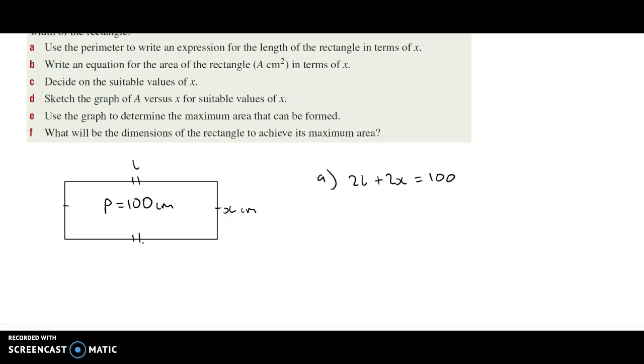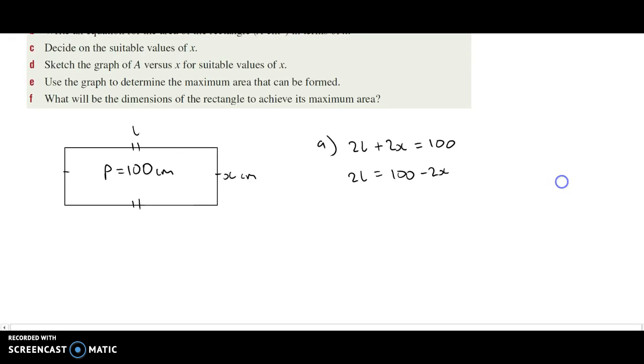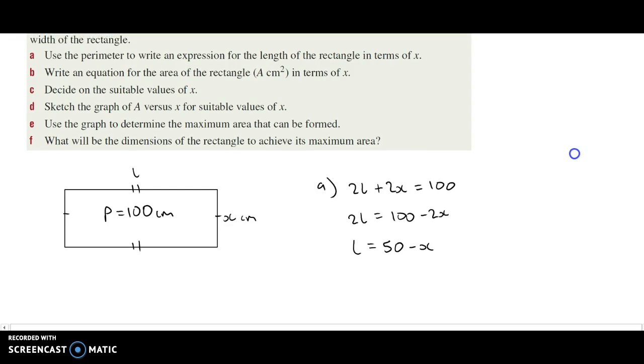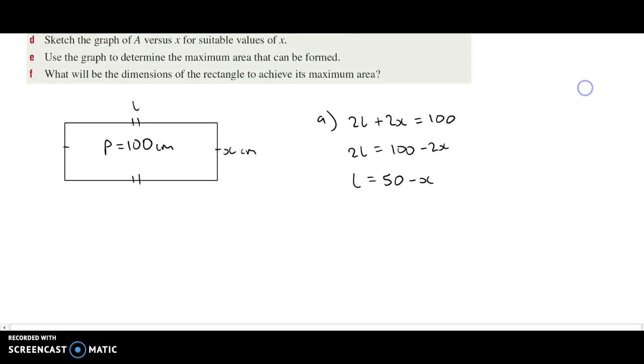Now we're trying to write an expression for the length of the rectangle in terms of x. So in other words, we want L to be the subject of this. So let's make that 2L equals 100 minus 2x. Divide everything by 2, L equals 50 minus x. So we've got an expression for the length in terms of x. That's part A. Let's have a look at part B.